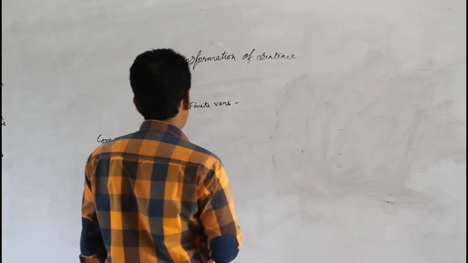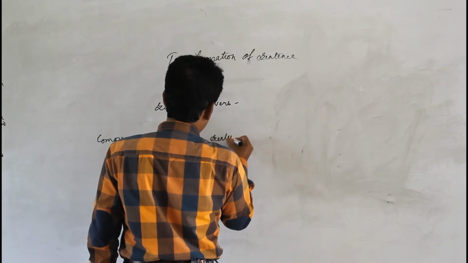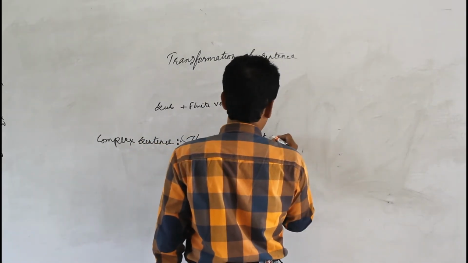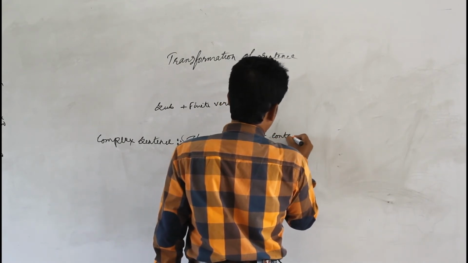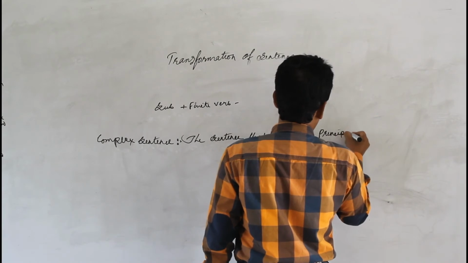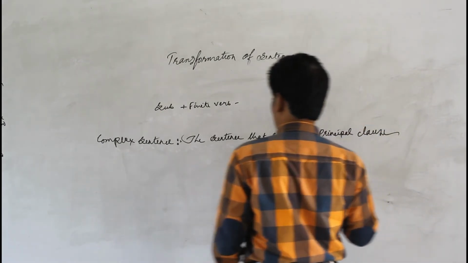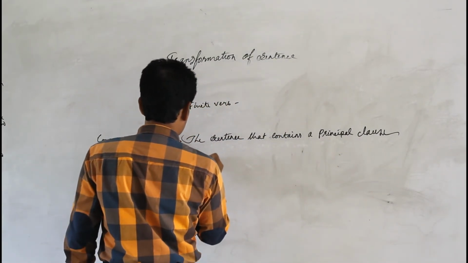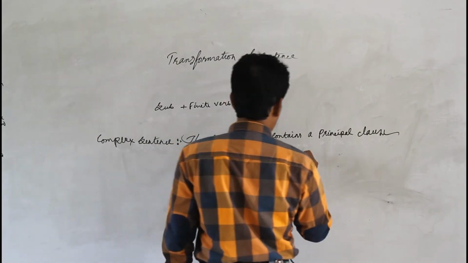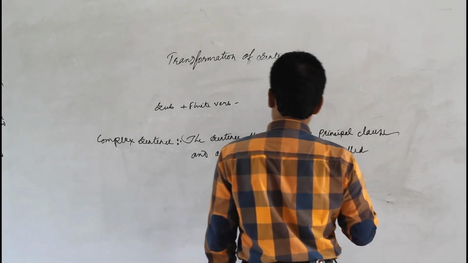The sentence that contains a subordinate clause and a principal clause is called a complex sentence.